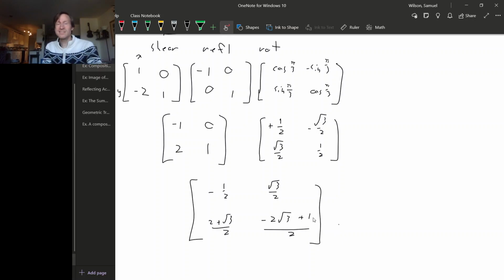Okay, but you can see the idea here is just if you have a bunch of different transformations that you're doing one after the other, you can just multiply their matrices together. And it's pretty quick and painless. Let's look at one more example.